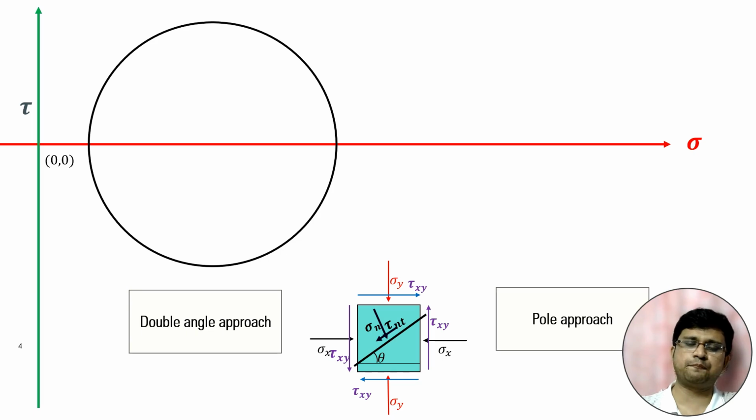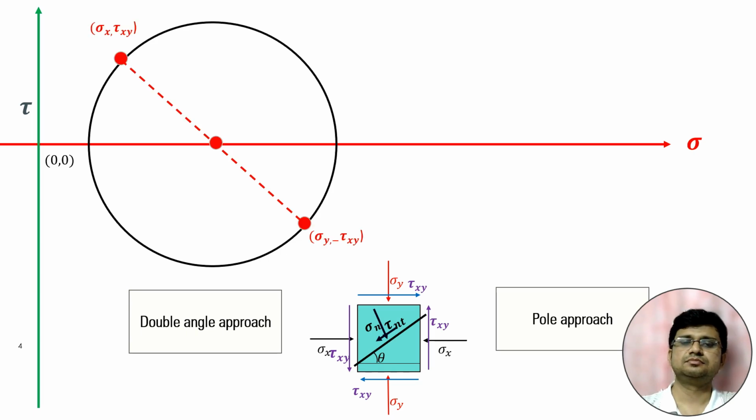Now, regarding the double angle approach, I have already discussed that this particular stress condition is the stress corresponding to the horizontal plane, and this is the stress corresponding to the vertical plane. Now, if you want to calculate the stress for one particular plane which is at an angle of theta with respect to the horizontal plane, then we have to rotate this point in the anti-clockwise direction by 2 theta.